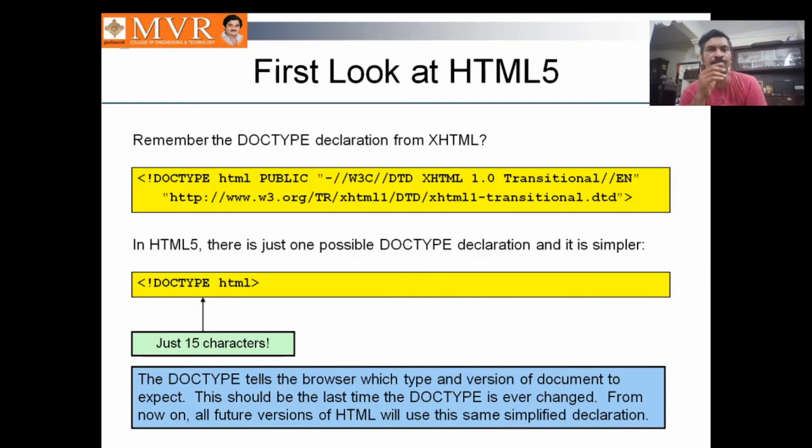In a web page, we observe the first line, doctype HTML, which means that the page is developed in HTML5. In the next session, in any program, the first line will be doctype HTML before the HTML. It signifies that this is a page in HTML5. The doctype tells the browser which type and version of document to expect. This should be the last time the document type is ever changed. From now on, all future versions of HTML will use the same simplified declaration.